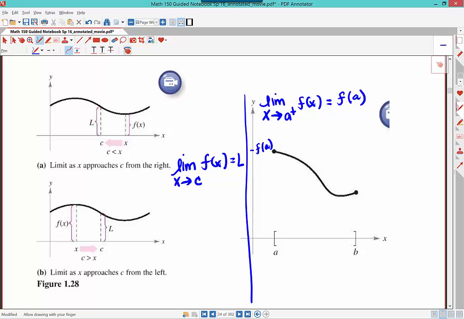So as we are going this way, do you see that our one-sided limit from the right side of a is approaching f of a? And what about as we go from the left side of b? What's happening? Good. The limit as x approaches b from the left side of f of x is equal to f of b.